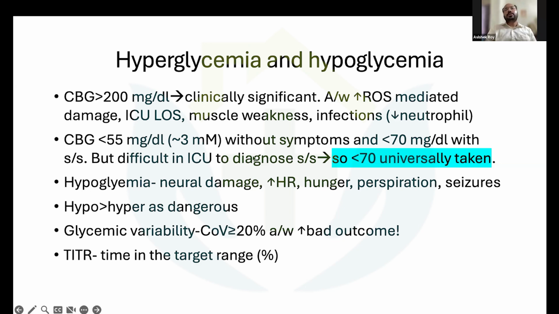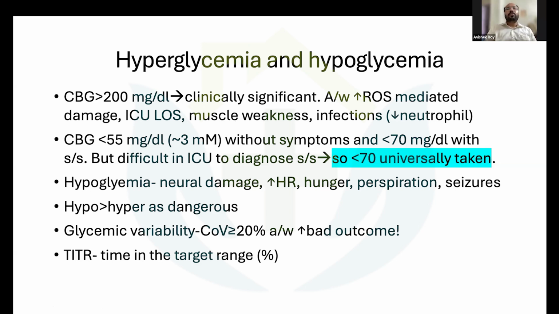However, in the ICU, the patients are often obtunded. They have multifactorial reasons for getting admitted. They might have sepsis, they might be intubated, they might have encephalopathy. So assessing a patient's sensorium or signs of hypoglycemia is very difficult. In that case, less than 70 is taken as the universal definition of hypoglycemia.